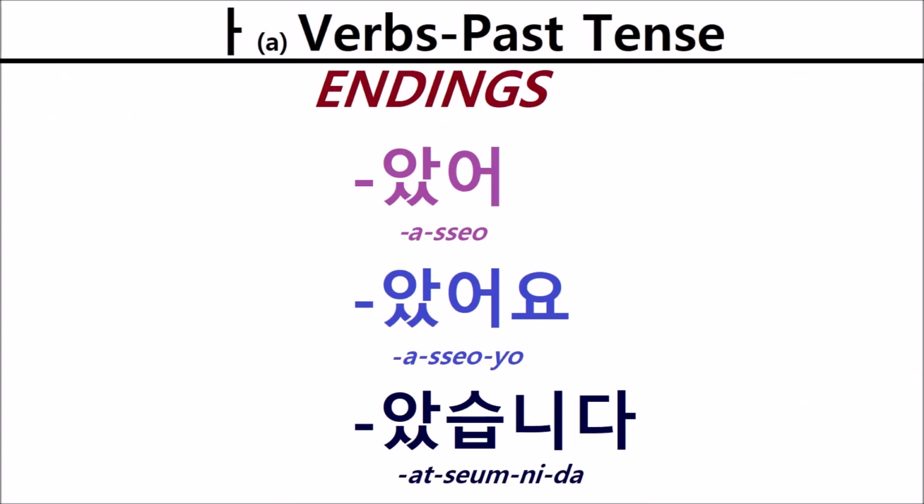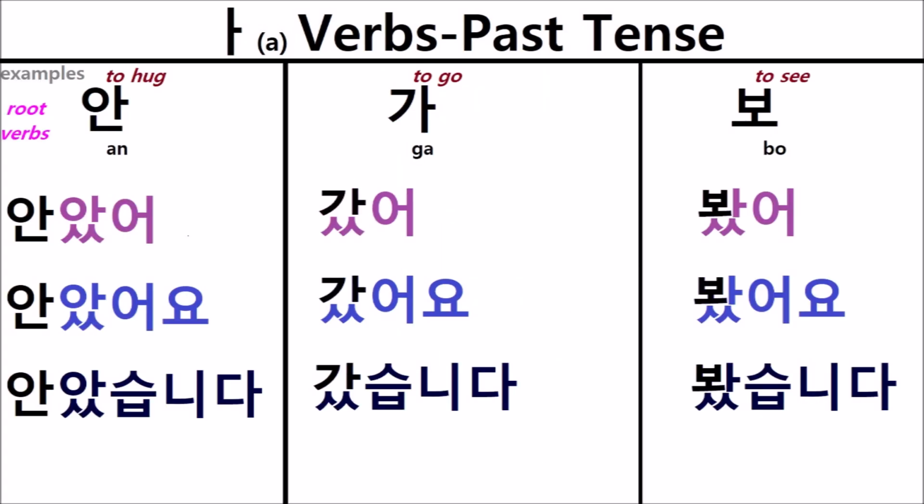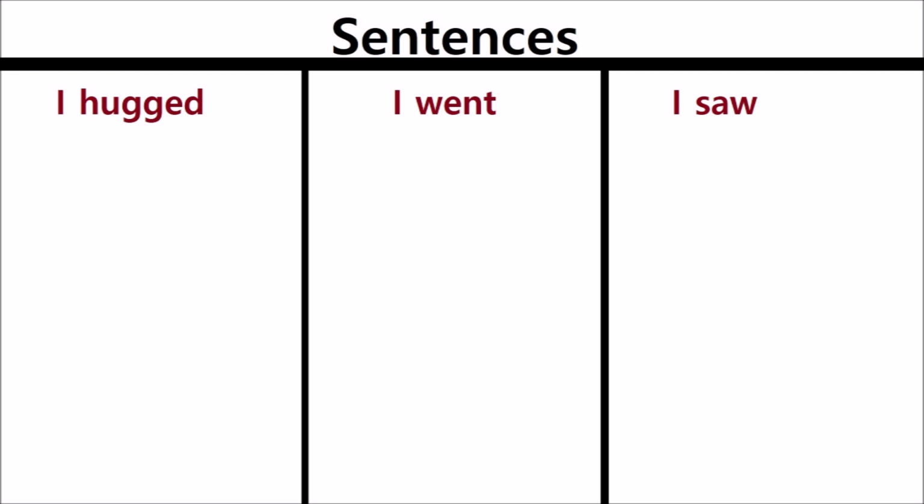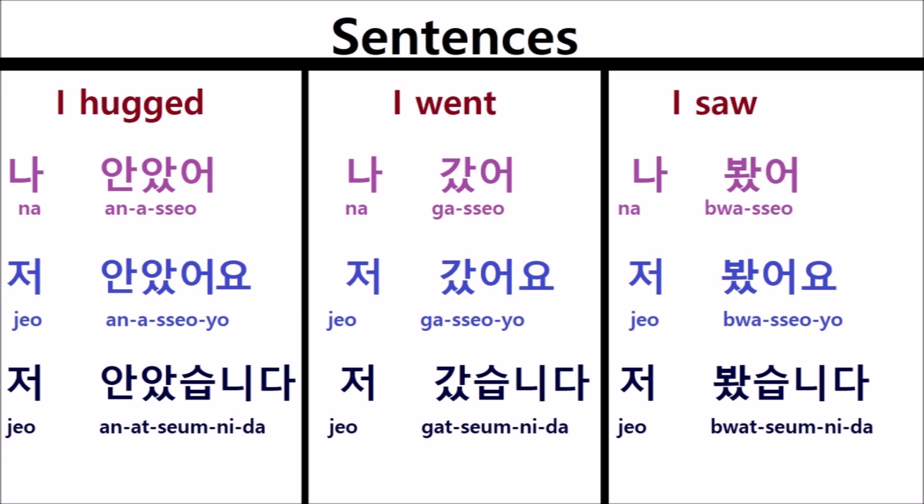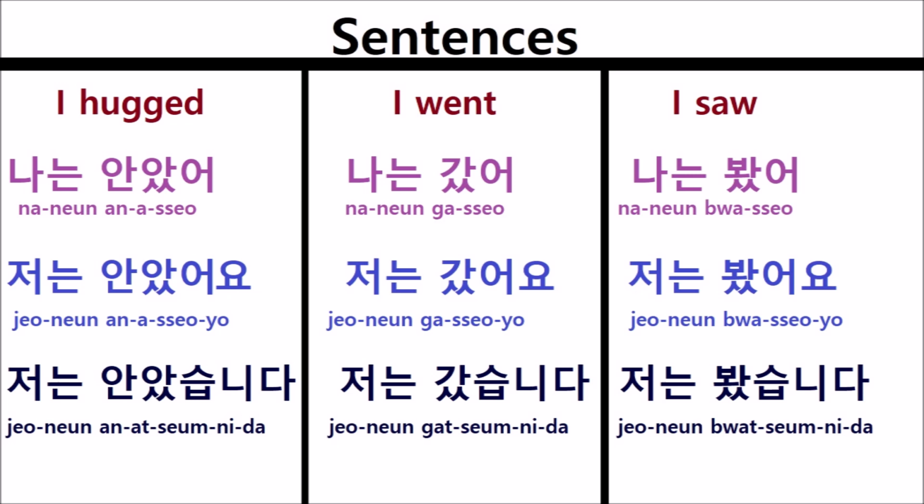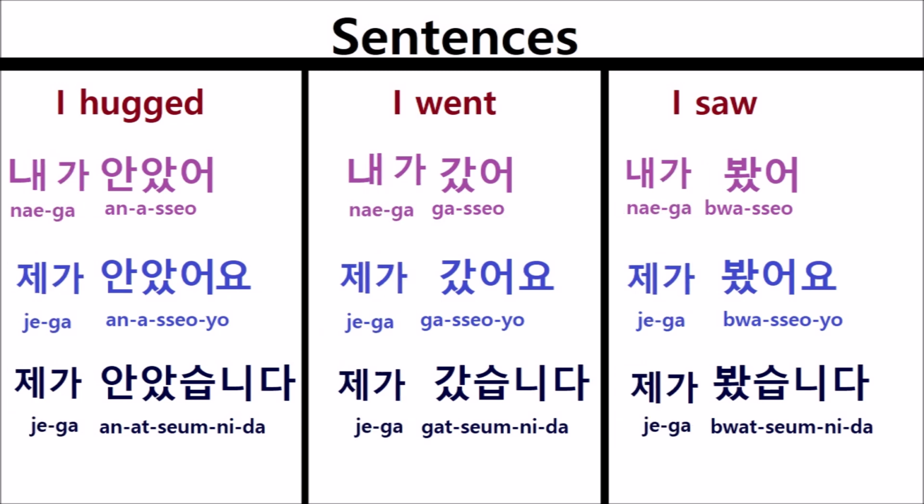So that's how you make the past tense of an 아 verb. You need to memorize these endings and remember how to combine the vowels. Now let's make sentences. I hugged, I went, I saw. The word for I is 나 in the casual form and 저 in the polite/formal form. So we add that in front of our verbs, and then we top it off with subject markers, just like we did in the present tense.